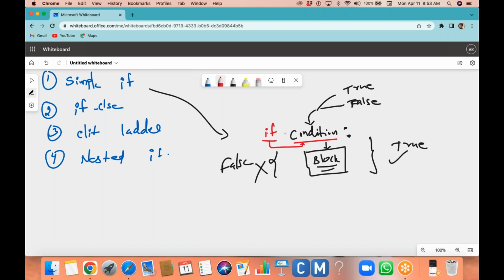So this if keyword checks the condition, and here we have two options. It may be true or it may be false. If the condition is true, the block of statements will execute, or else if the condition is false, it won't execute. Whether the condition is true or false, whatever statements are there after this if block will be executed. In both situations, the statements after the if can be executed.